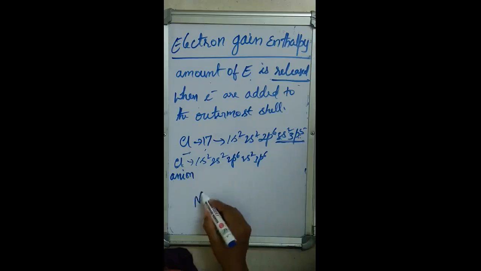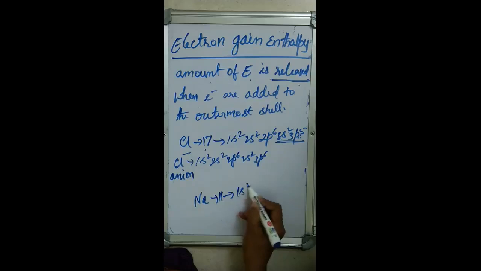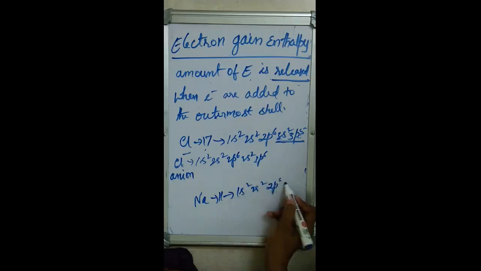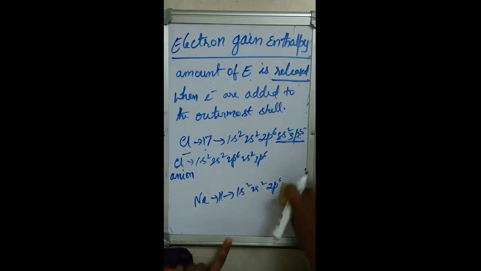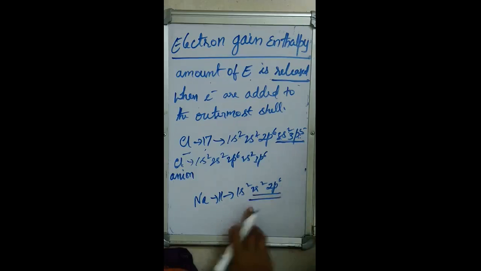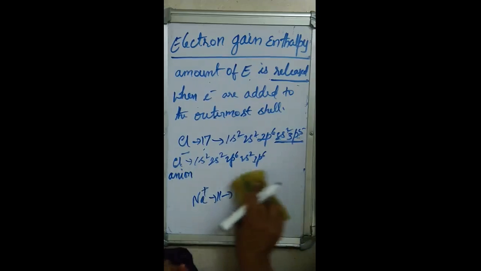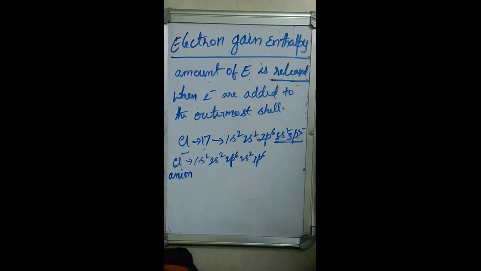Now in the case of sodium, 11 electrons: 1s2, 2s2, 2p6, 3s1. Here I can't add. The best option is to remove this electron. What happens? You attain an octet structure. The outermost shell contains an octet. That is the sodium cation. So what is the rule of removing and adding electrons? You should remove or add electrons in such a way that after removing or adding, the outermost shell should contain how many electrons? 8 electrons. This is called the octet rule.